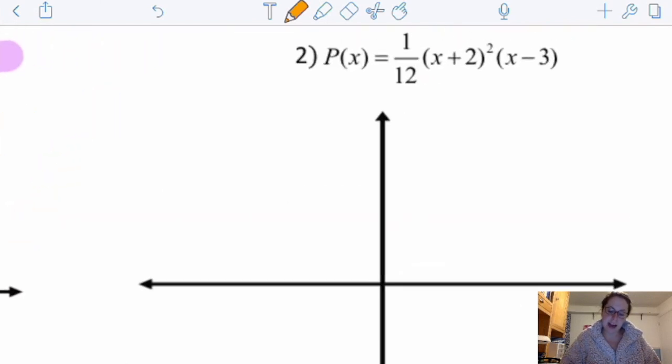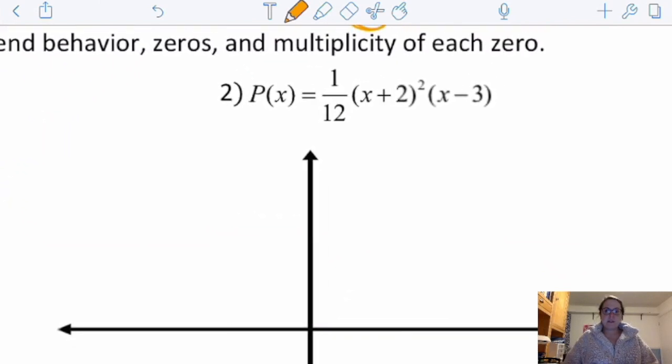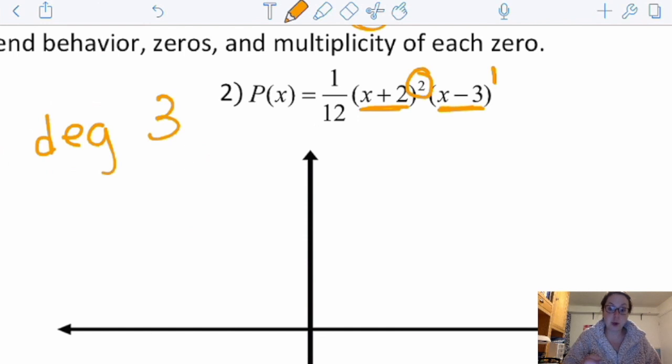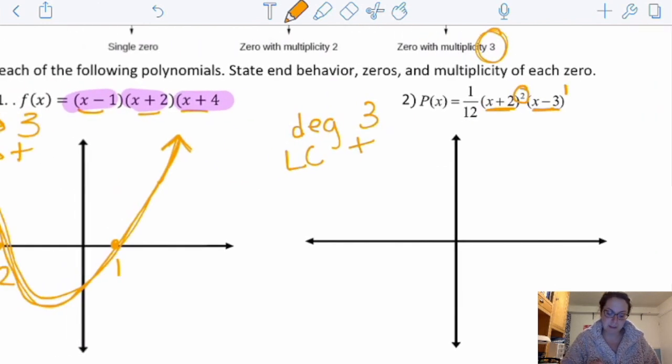Okay, let's look at the next one. So on this one, let's start with our end behavior. So the 1/12 does not have an x in it. That's not going to count towards my degree. This one is x to the second. This one is x to the first. So this is also a degree of 3. And there's no negative out front, so the leading coefficient is positive. So this is going to have the same kind of end behavior as the last one. It's going to go down to the left, up to the right.